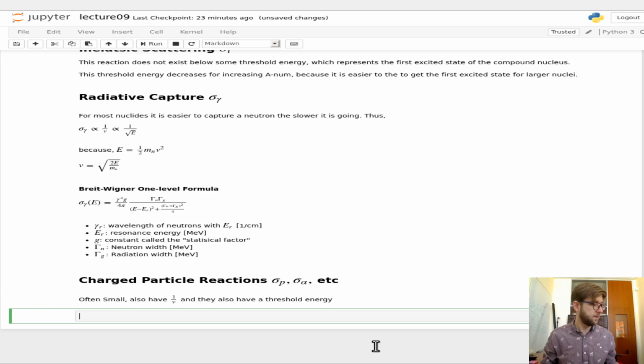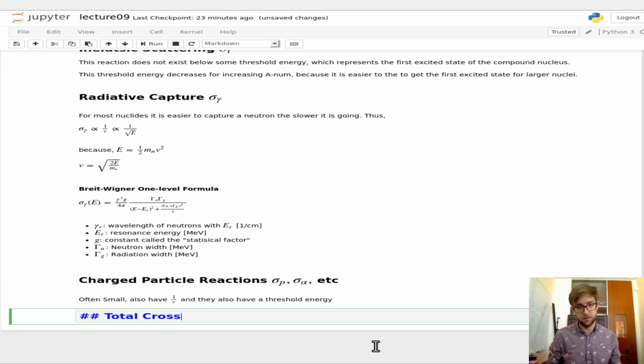Okay, and then the total cross-section, which we've called sigma sub t.